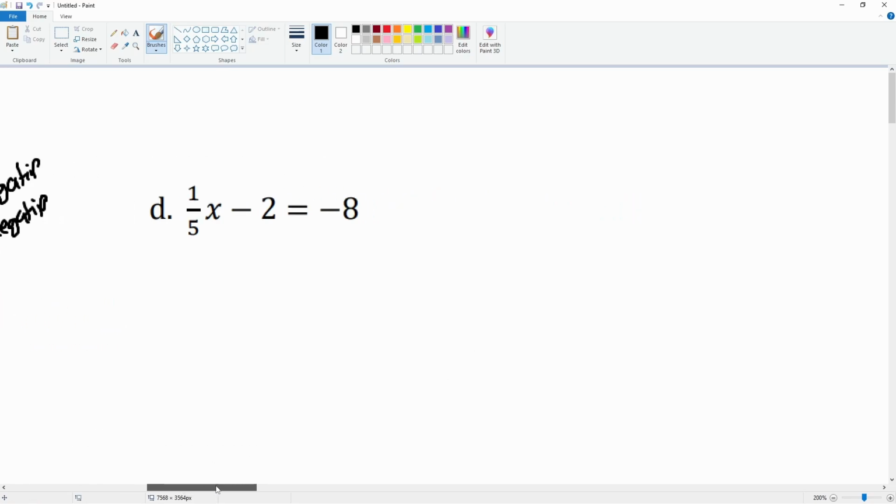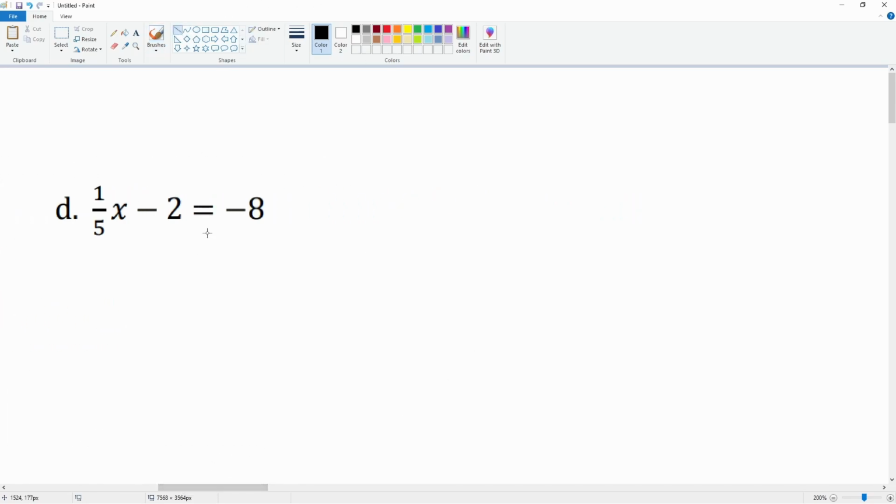Let's look at question D. Let's draw the line down the middle. Okay. Now we have 1/5 x minus 2 equals negative 8. Let's add 2 to both sides because I'm trying to get x alone. Negative 2 plus 2, this cancels. On the left hand side, I have 1 over 5x, or x divided by 5, is equal to negative 8 plus 2, which is negative 6.